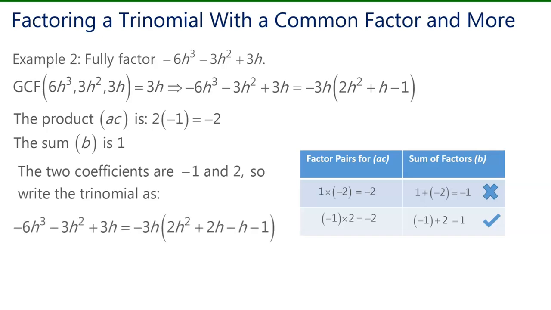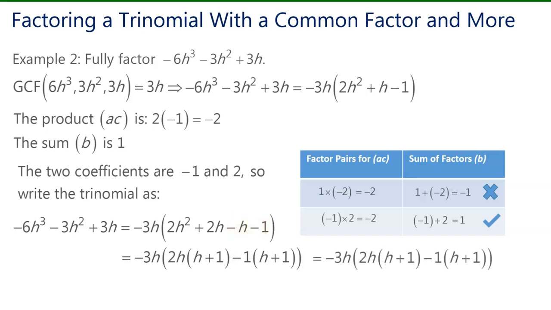So now we write the trinomial as negative 3h, the greatest common factor, outside of 2h squared plus 2h subtract h subtract 1. From the first group we can extract the common factor of 2h, leaving us with 2h outside of h plus 1. From the second pair we can extract the common factor of negative 1. So now our common factor is h plus 1, but our second factor will be the 2h subtract 1. We have negative 3h outside of 2h subtract 1 times h plus 1.